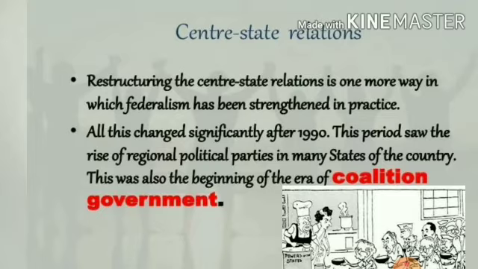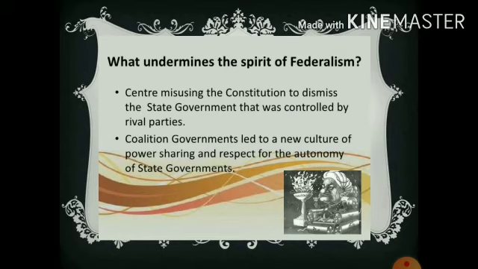Now, what is the meaning of coalition government? When a single party cannot achieve the majority, two or more other parties come together and form the government. This kind of government is known as coalition government.